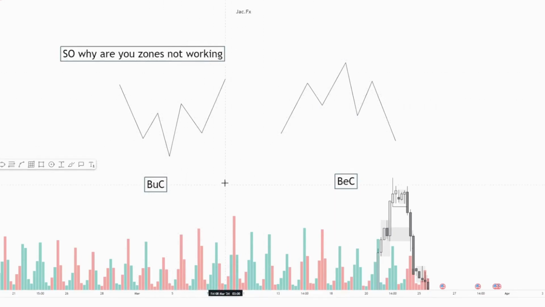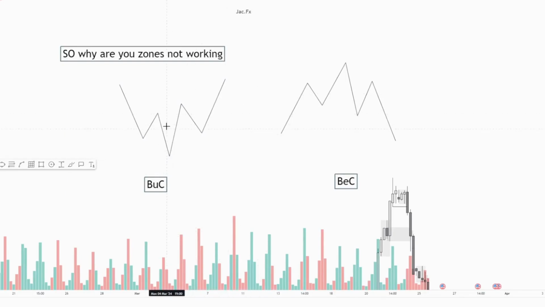So why are zones not working? Alright, the first one is having no confirmation in a supply and demand zone. I've seen this on my Instagram personally as well. I'll get DMs saying, "Oh, Jack, I placed a trade on this zone. Why did it not work? Oh, Jack, I placed a trade on this demand. Why did it go to my stop loss?"